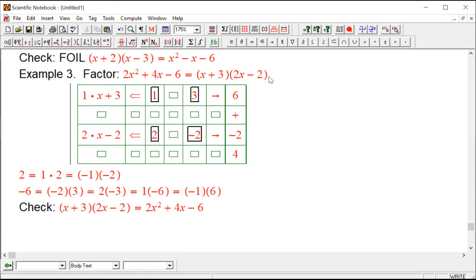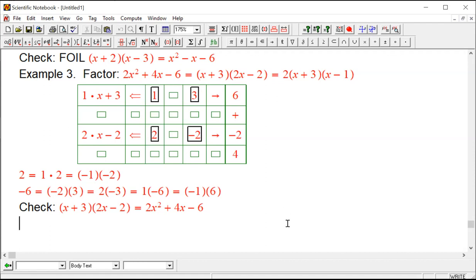And by the way, here we can actually factor the 2 out of the second factor. So we could get 2 times x plus 3 times x minus 1. Okay, so that is completely factored. So now we understand the technique.